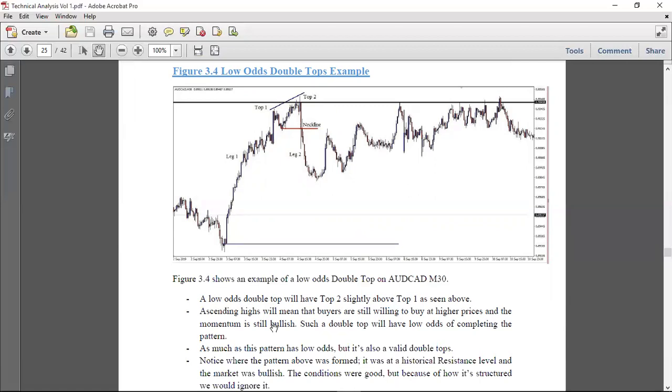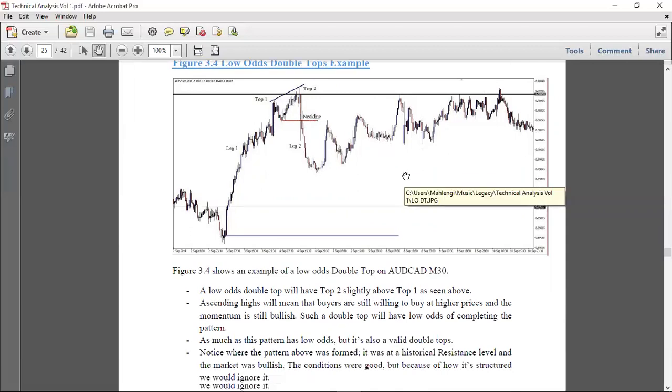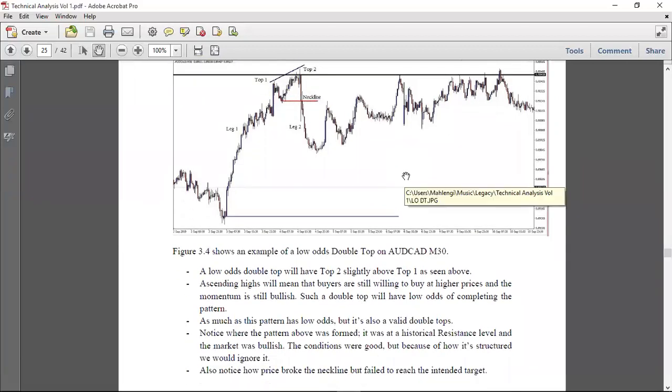So something like this is not high probability. As much as this pattern has low odds, it's also a valid double top because it did create two tops, so it would be a valid double top.